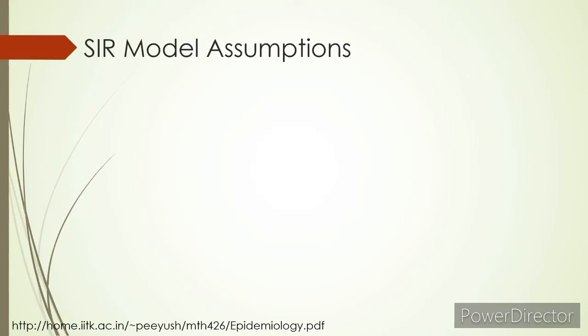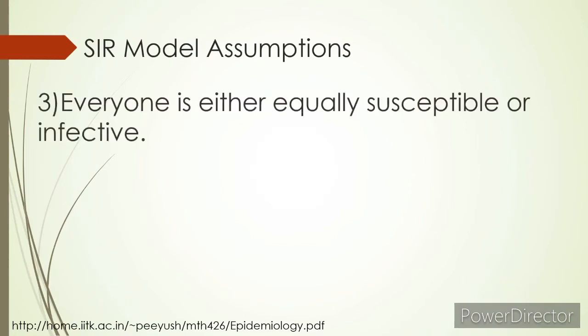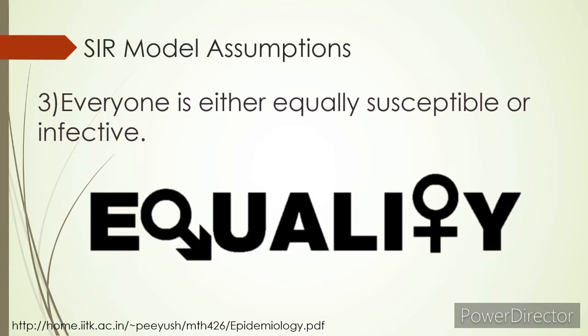The third assumption of the model is that everyone is equally susceptible and infective. That means that everyone has equal chances of getting the disease or infecting another person, no matter your age, gender, socioeconomic status, or current health conditions.